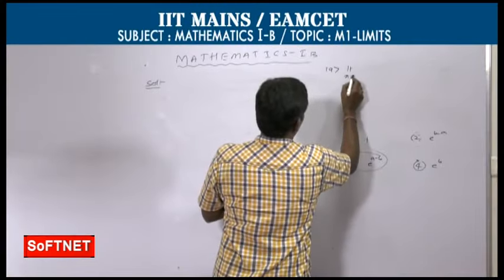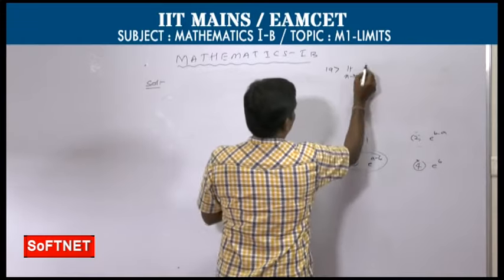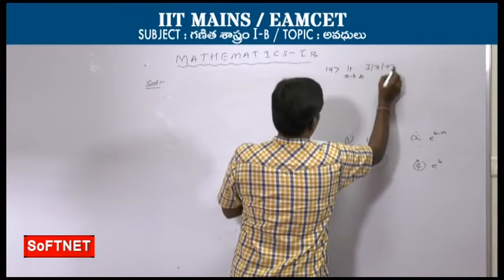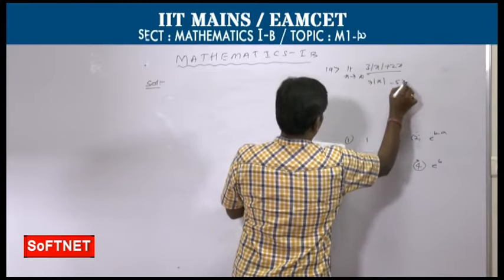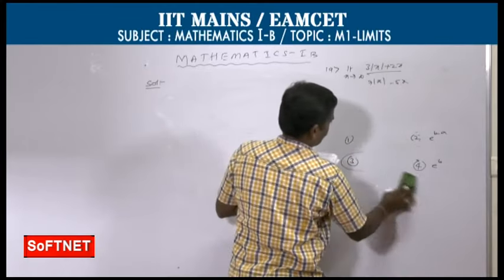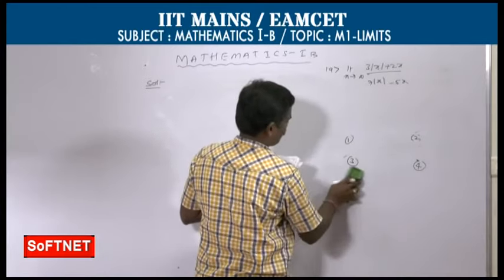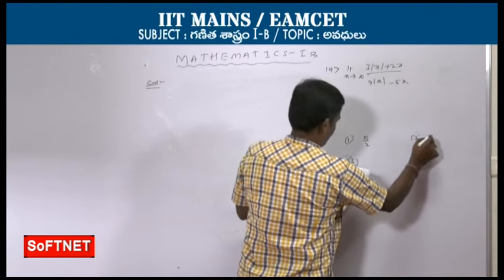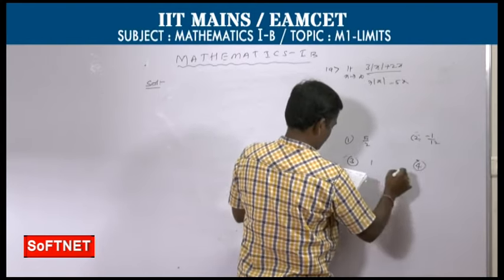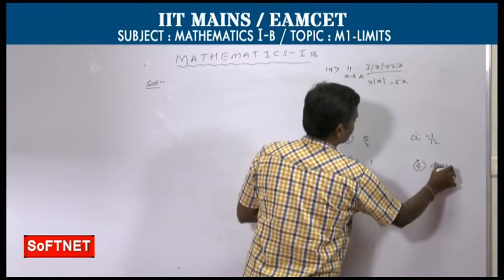Limit as x extends to infinity of (3 mod x plus 2x) by (7 mod x minus 5x). Options are 5 by 2, minus 1 by 12, 1, does not exist.